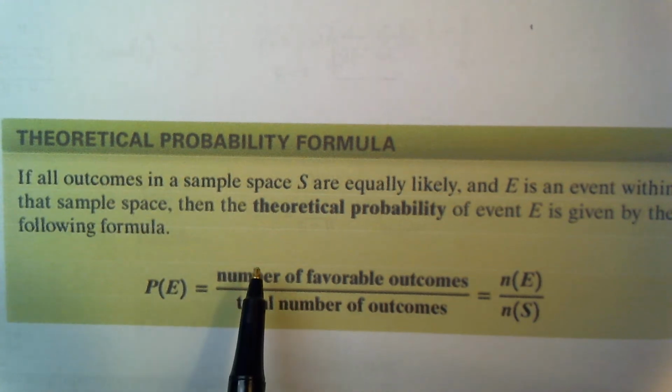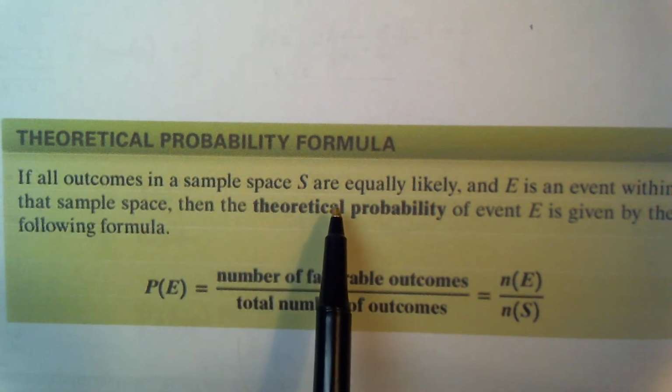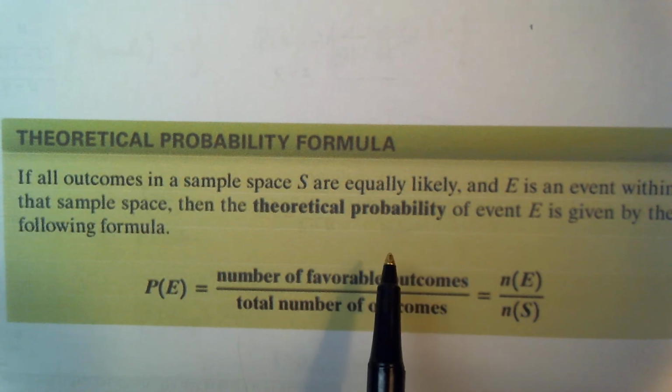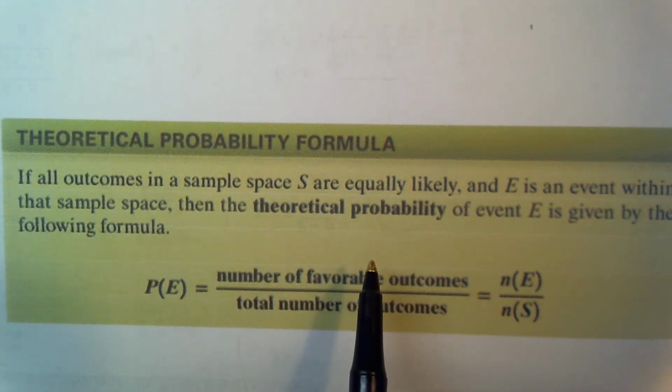What's important here is that the outcomes are equally likely. So when we toss a coin, we are assuming that the coin is fair. That means that heads and tails are equally likely.